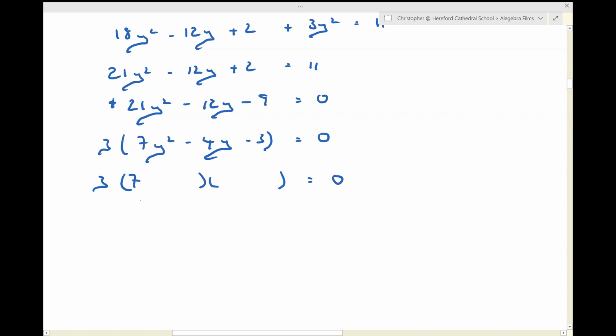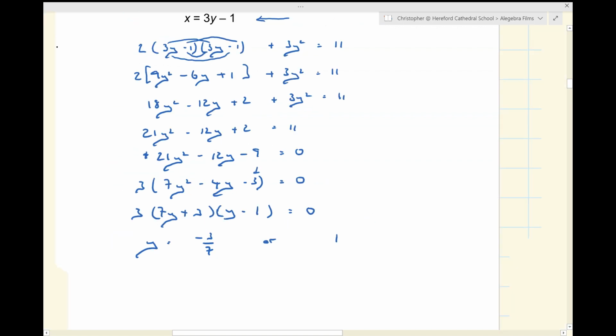I reckon 7y and y. And I've got to multiply to minus 3, haven't I? So I'm looking at 3 and 1, really. If I combine the 1 with the 7 and the 3 with the y, then I would want to have minus 7y's and plus 3y's to give me minus 4y's. So that's that factorised. Though, of course, you could have used the formula. And that tells me that y is either minus 3/7 or 1.